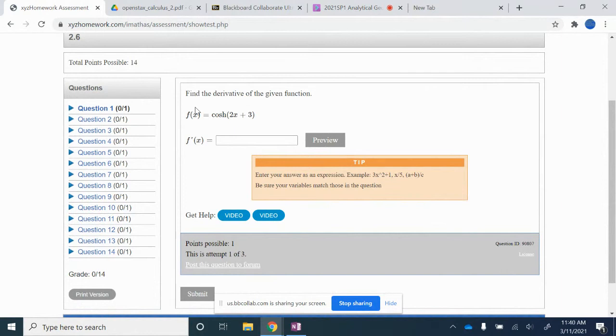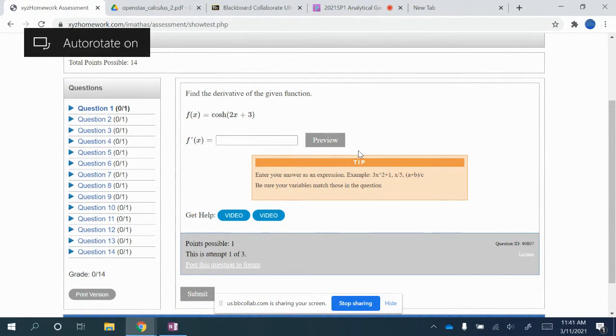Okay, so we're just going to take a look at some examples. If we take a look at this first problem, we're asked to find the derivative for the hyperbolic cosine of 2x plus 3. You just want to keep in mind that when you are working out these problems, especially for our derivatives, we must be mindful of the chain rule, right? The chain rule is that outside, inside derivative.